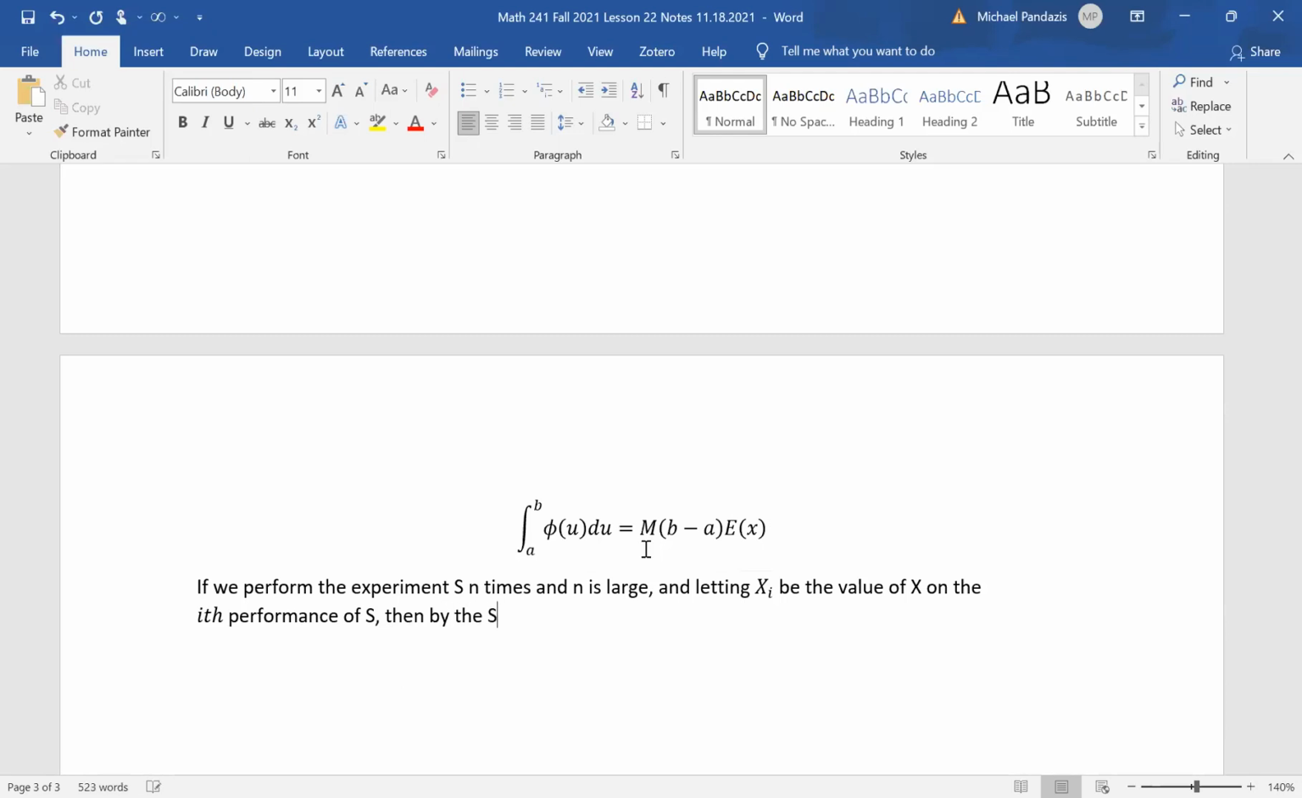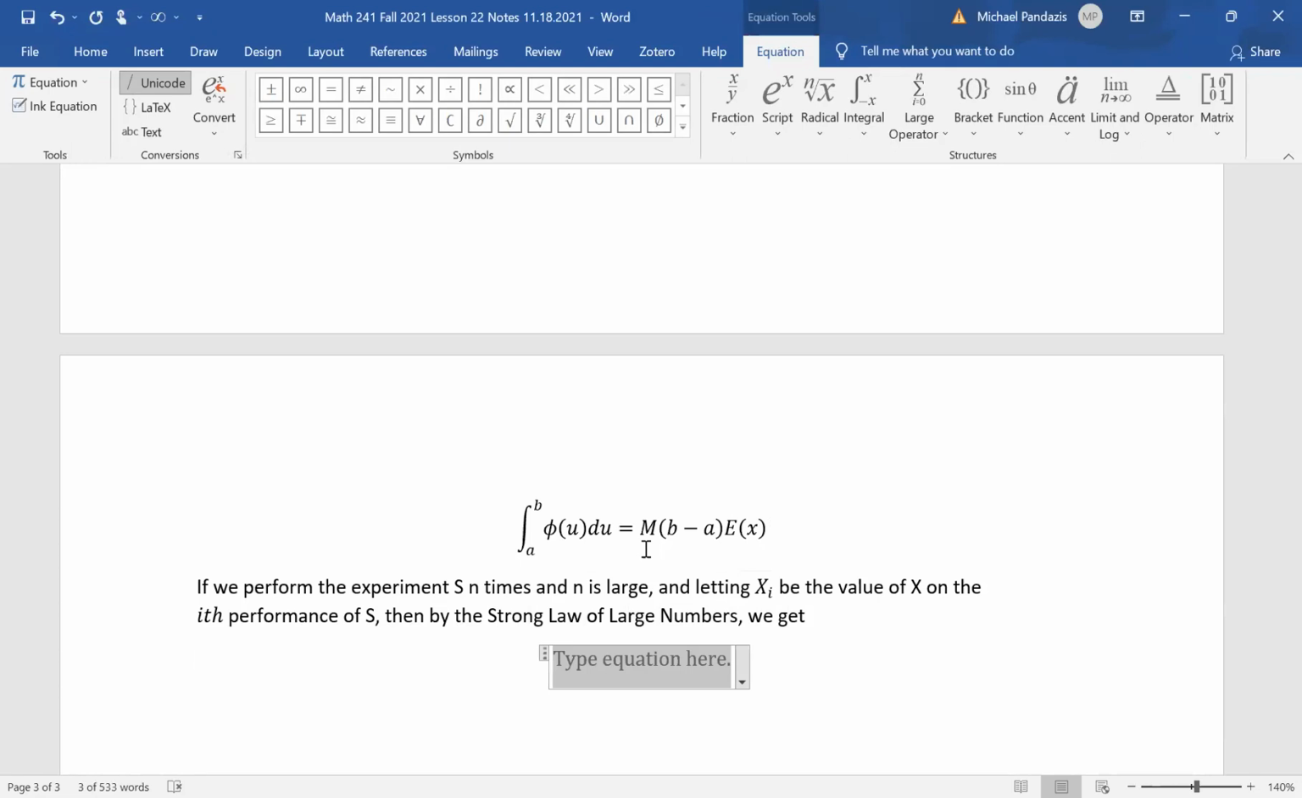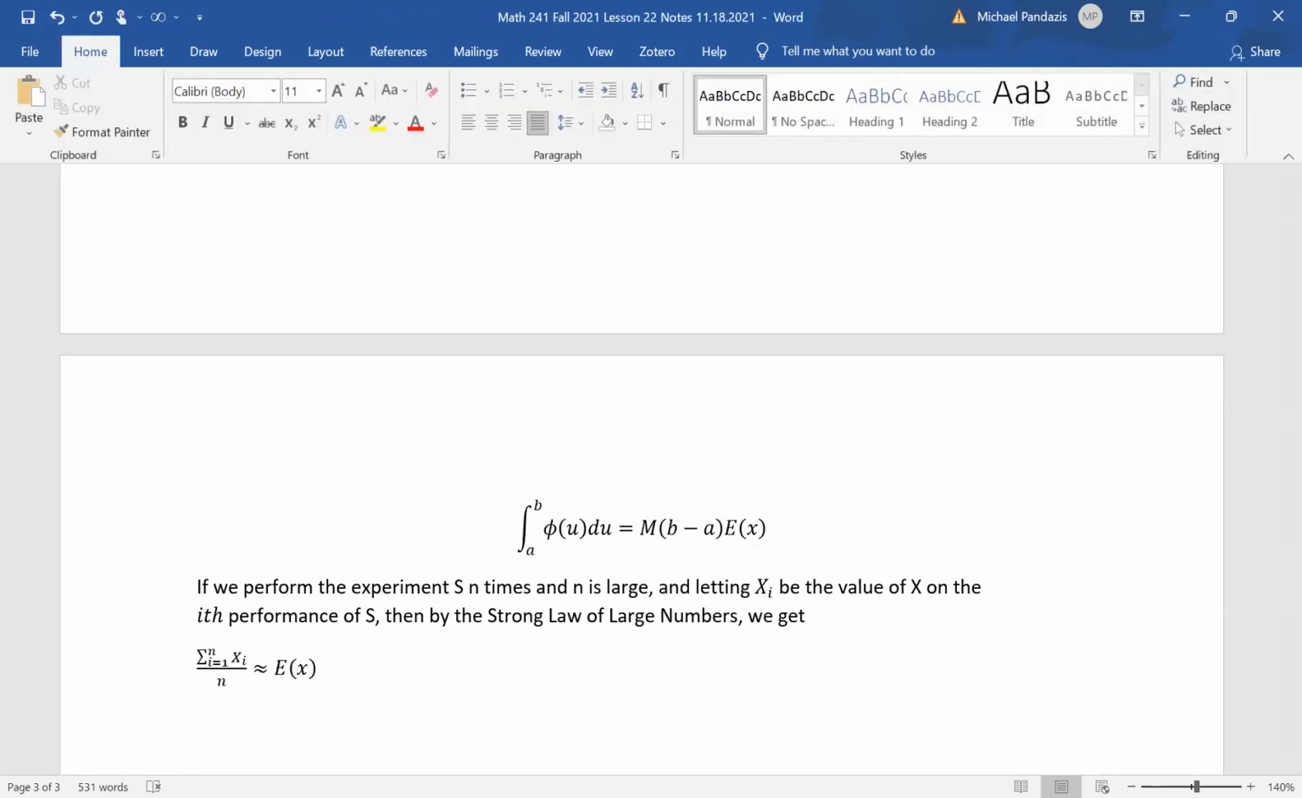then by the strong law of large numbers, we get that the sum of all those values of X, from i equals 1 to n of X sub i, divided by n, is approximately equal to E of X with great probability.